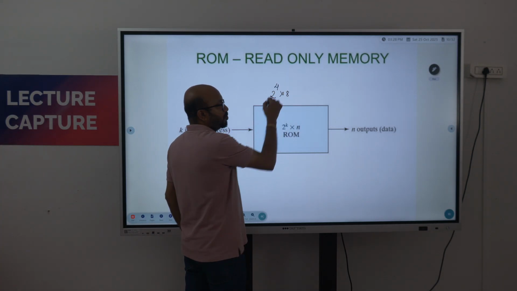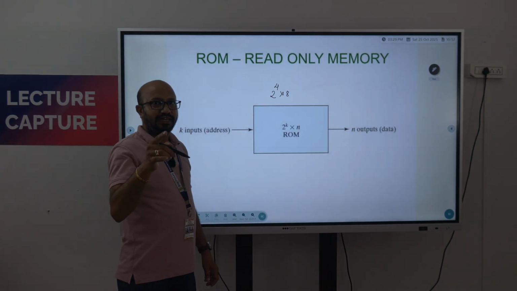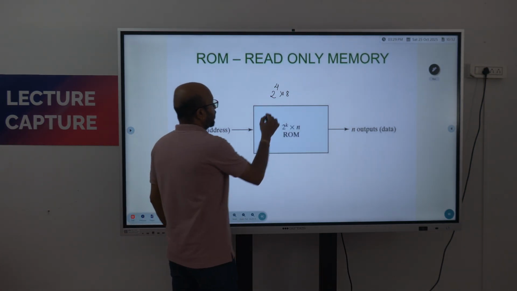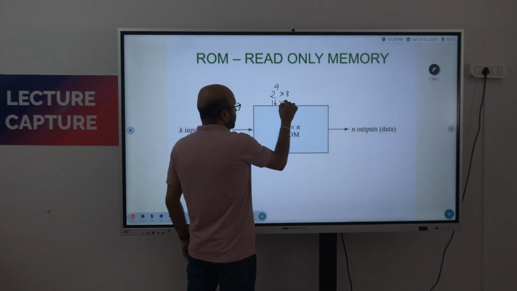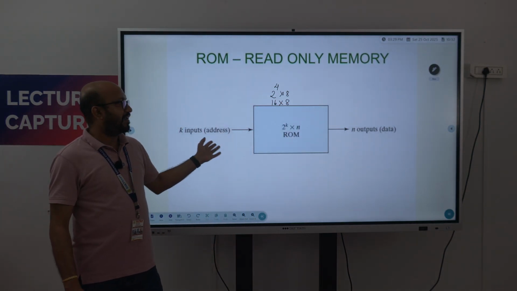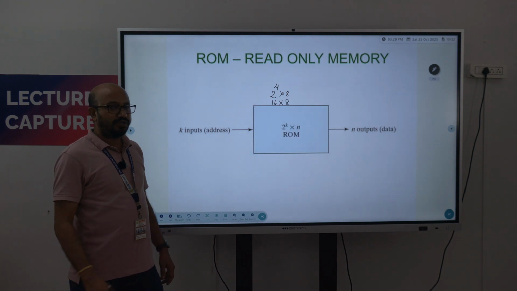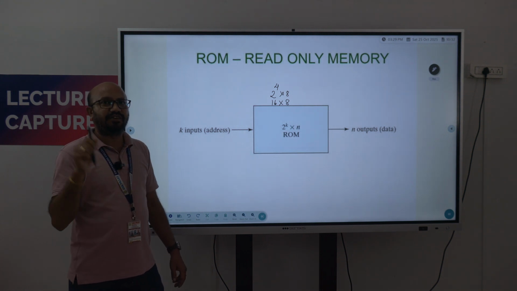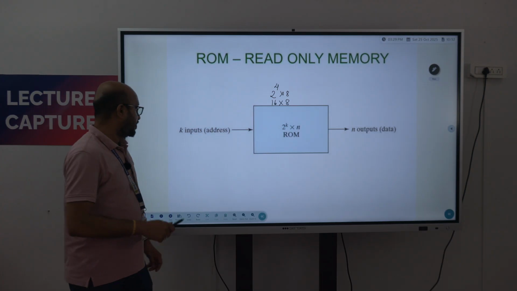So what is 2 power 4? 2 2s are 4, 4 2s are 8, 8 2s are 16, so 16 cross 8. This is how we specify the RAM size. Data lines and address lines are very important for a memory.